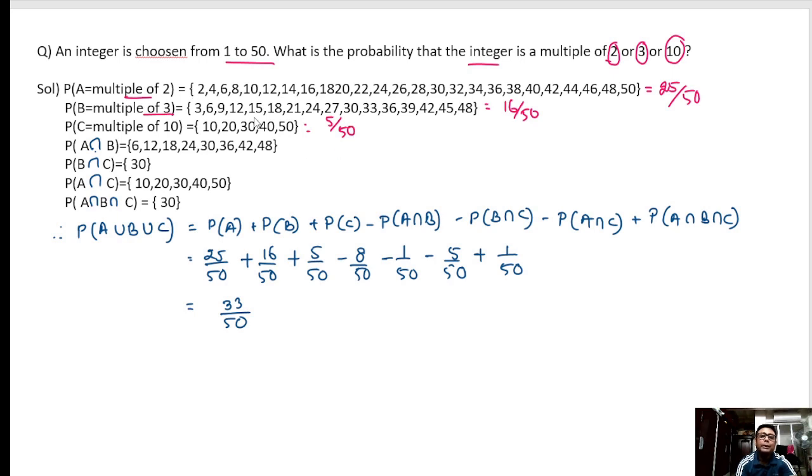Multiple of 2 and 3, so there are 8 of them. Multiple of 3 and 10, so it is 1 only. And multiple of 2 and 10, it is 5 out of 50. And multiple of 2, 3 and 10 is 1 by 50. Now putting it here, because we have got 3 jobs to do, so this is the formula and we get the answer.